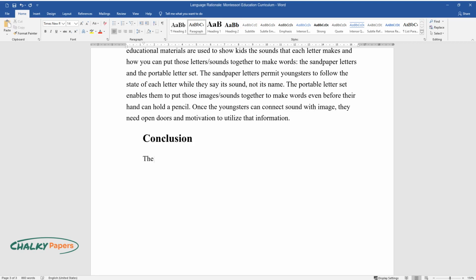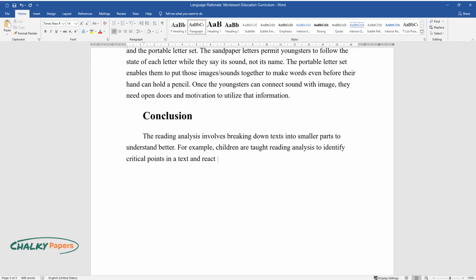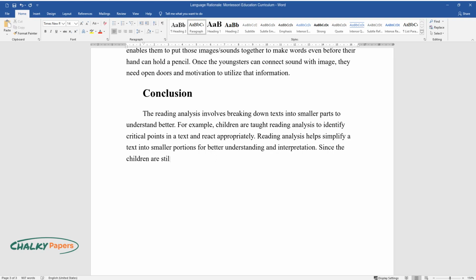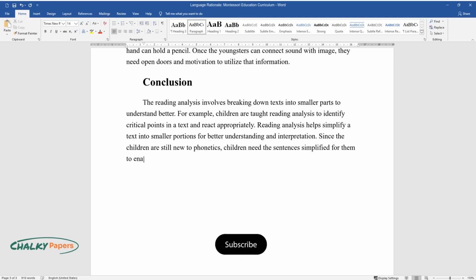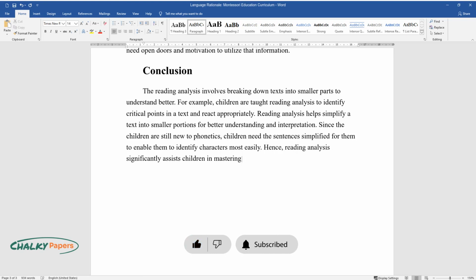Conclusion. The reading analysis involves breaking down texts into smaller parts to understand better. For example, children are taught reading analysis to identify critical points in a text and react appropriately. Reading analysis helps simplify a text into smaller portions for better understanding and interpretation. Since the children are still new to phonetics, children need the sentences simplified for them to enable them to identify characters most easily. Hence, reading analysis significantly assists children in mastering language.